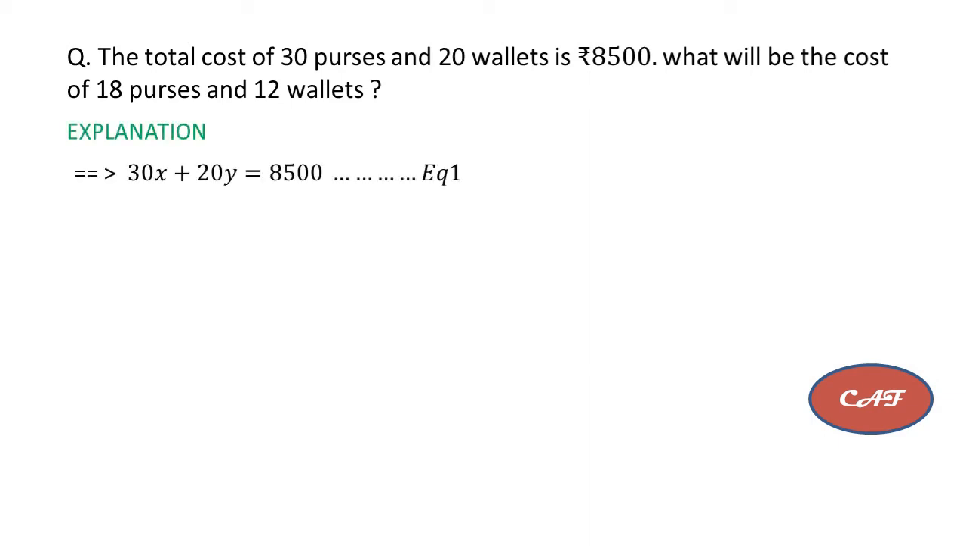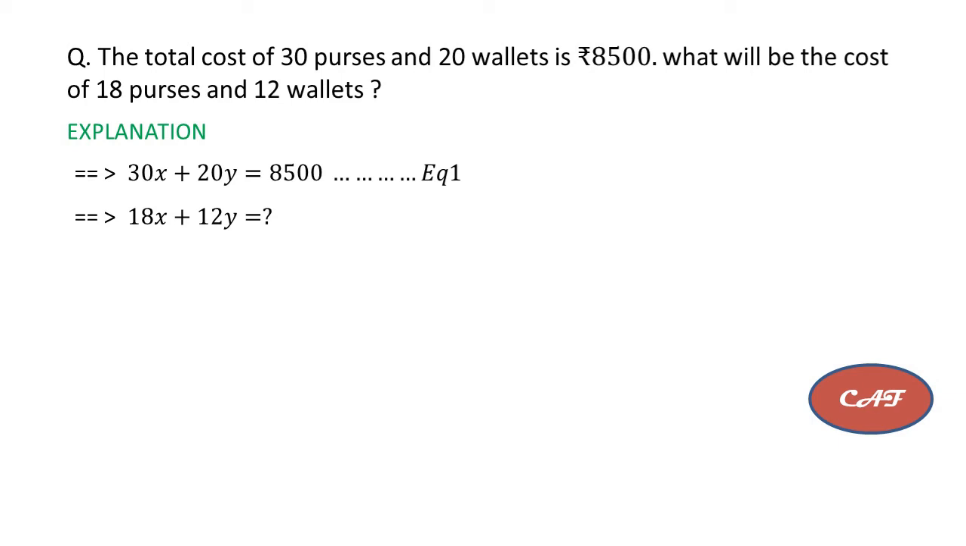So 30 into x plus 20 into y is equal to 8500 will come. And in the question, what they asked is 18 purses and 12 wallets. So 18x plus 12y is equal to how much? We have to find out this one. I already told that if you want to find out two variables, you need two equations. But we have only one equation. The other equation we have, but the right side part they didn't give. So it is only half of the part.